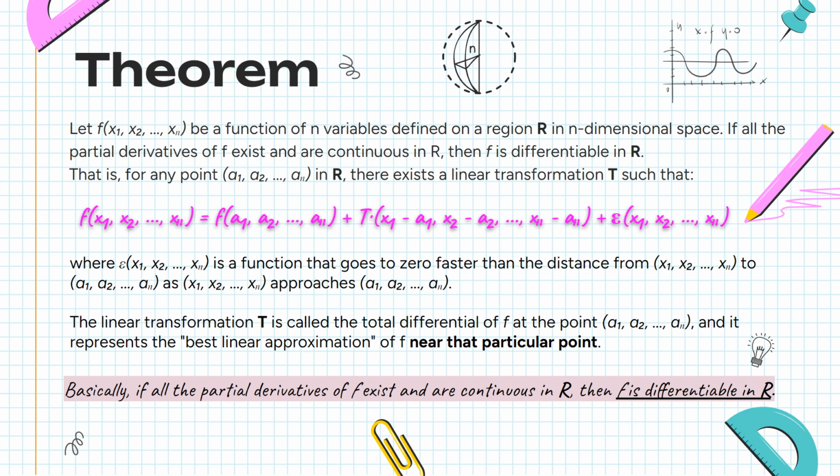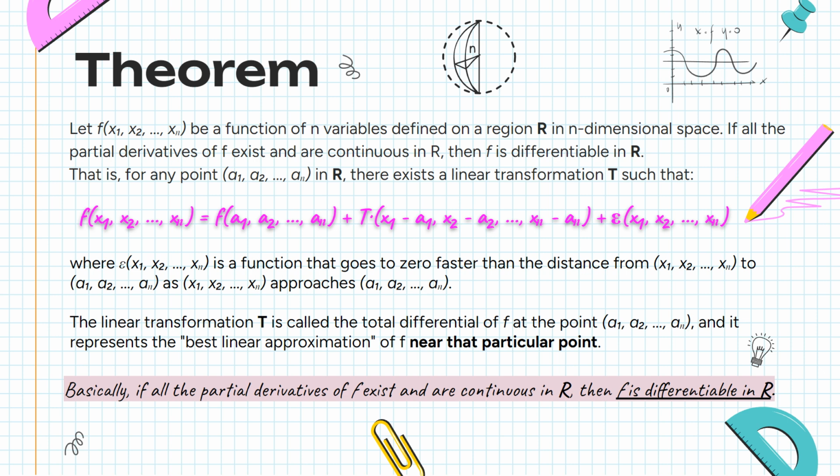As mentioned previously, the theorem states that if all the partial derivatives of a function exist and are continuous in a region of space, then the function is differentiable in that region. In other words, if a function has smooth changes in each input variable, then it will have a well-defined total rate of change that captures the combined effects of all the variables. So formally, let f of x1 through xn be a function of n variables defined on a region R in n-dimensional space. If the partial derivatives of f exist and are continuous on R, then f is going to be differentiable in R.